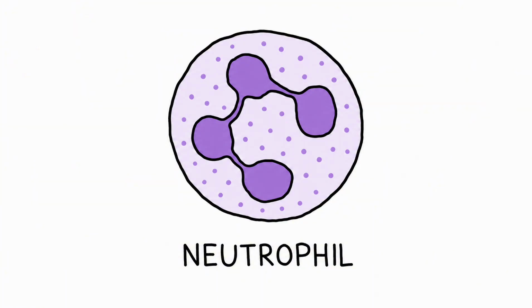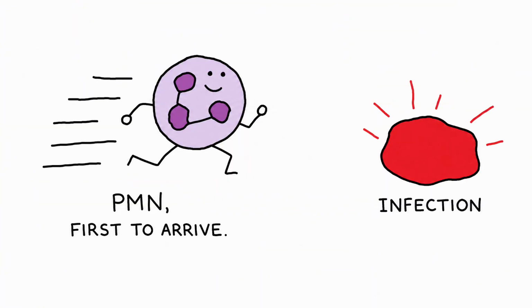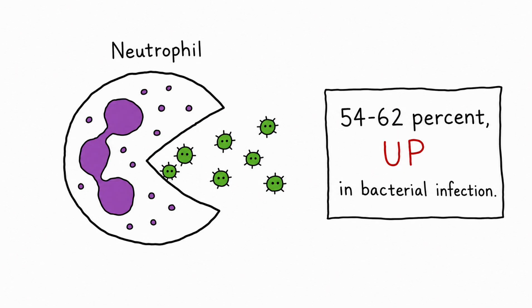Okay, that's what it stands for. And these are first to arrive at infection sites. So these are like our first line of defense. They're very strong phagocytes, meaning that these are cells that are going to engulf foreign material. And they're typically going to make up like 54 to 62% of the leukocyte population. You will definitely see these elevated in your lab results if you have a bacterial infection.